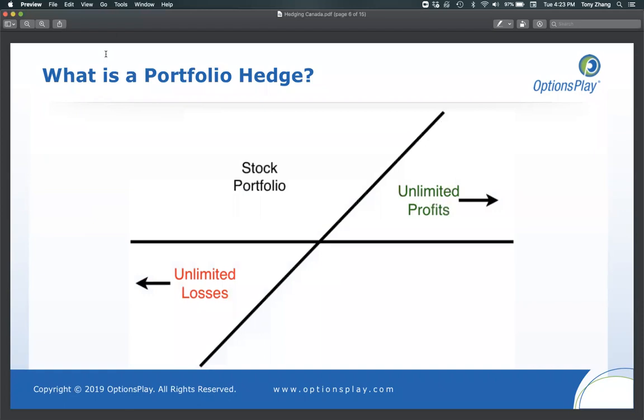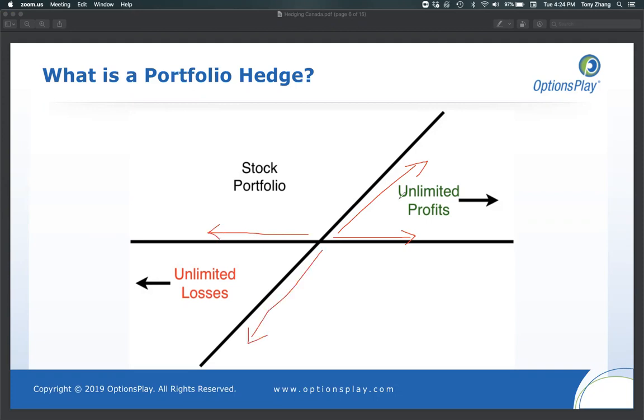So just a quick illustration of a portfolio hedge. Here is an example of a portfolio, and just like every single portfolio, as the stocks rise in value, your portfolio will gain in value, and as stocks decline in value, your portfolio will decrease in value. So fairly simple chart to understand. This is your unprotected portfolio, and what it does is it provides dollar for dollar exposure. As the stocks go higher, you make money. As stocks go lower, you lose money.